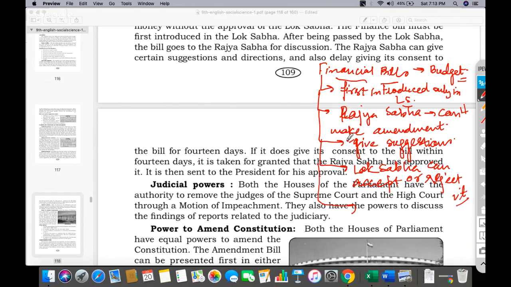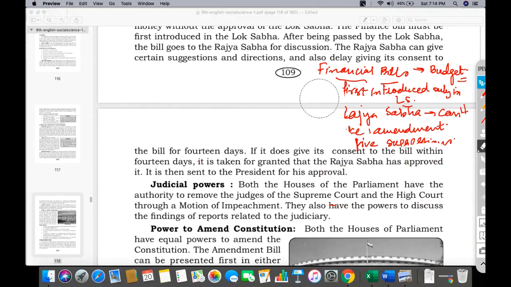Now, Rajya Sabha also cannot keep it with it for infinite time. They have to send it in 14 days. If they are unable to give suggestion or to discuss it within 14 days, it is assumed that Rajya Sabha has accepted it. So, Rajya Sabha can only delay any financial bill for 14 days. After 14 days, it is out of the purview of Rajya Sabha. So this is only for financial bills, not for any other bill.